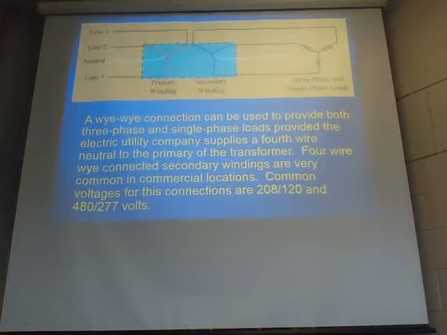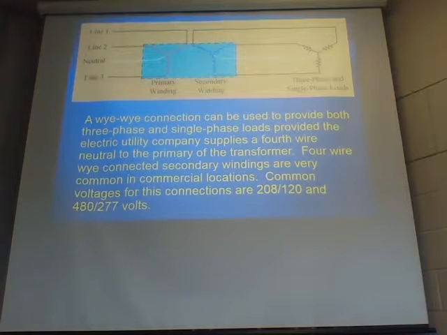A Y-to-Y connection can be used to provide both three-phase and single-phase loads, provided the electric utility company uses a four-wire neutral to the primary of the transformer. Four-wire Y connection secondary windings are very common in commercial locations. Common voltages for this connection are 208/120 and 480/277 volts. So with that Y connection, connecting at the common connection point will give you a neutral where you can have a lower voltage from this point to any one of those three lines.